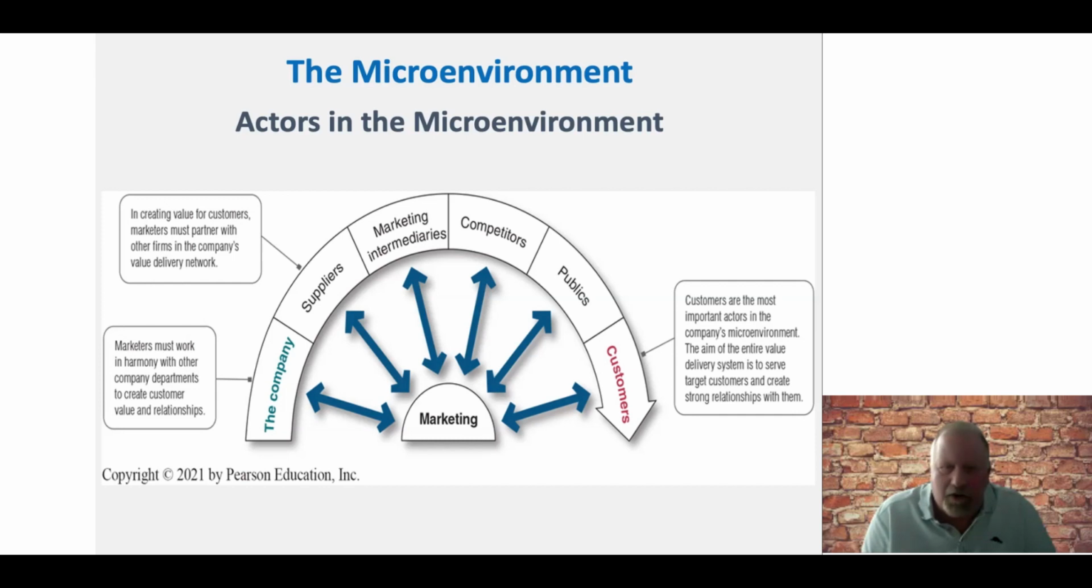Next, we talk about marketing intermediaries. I'm going to get into that in much more detail. But when we think about intermediaries, these are downstream from you. These are individuals that can help you to market or facilitate the marketing of your products and services to the customer.